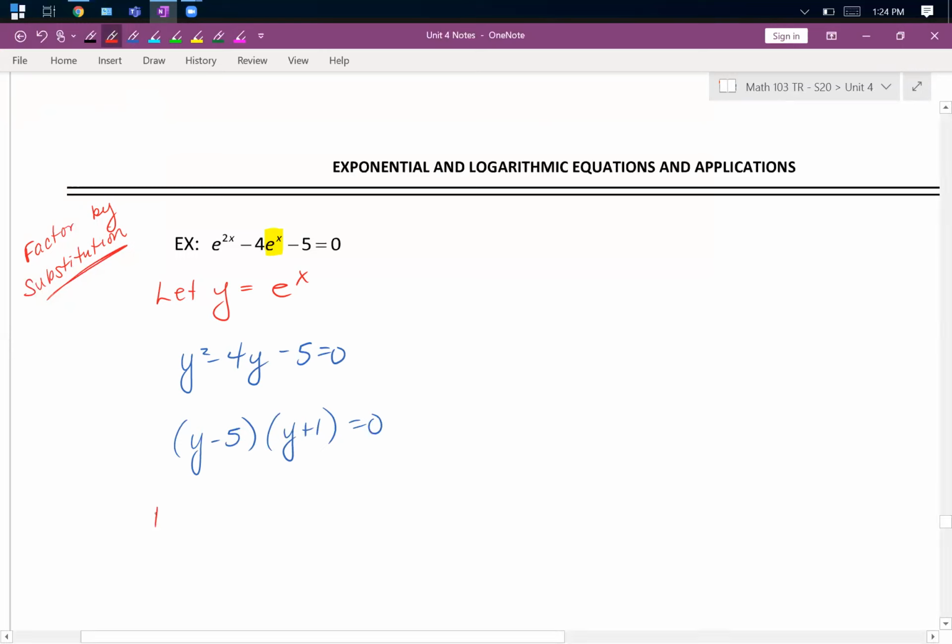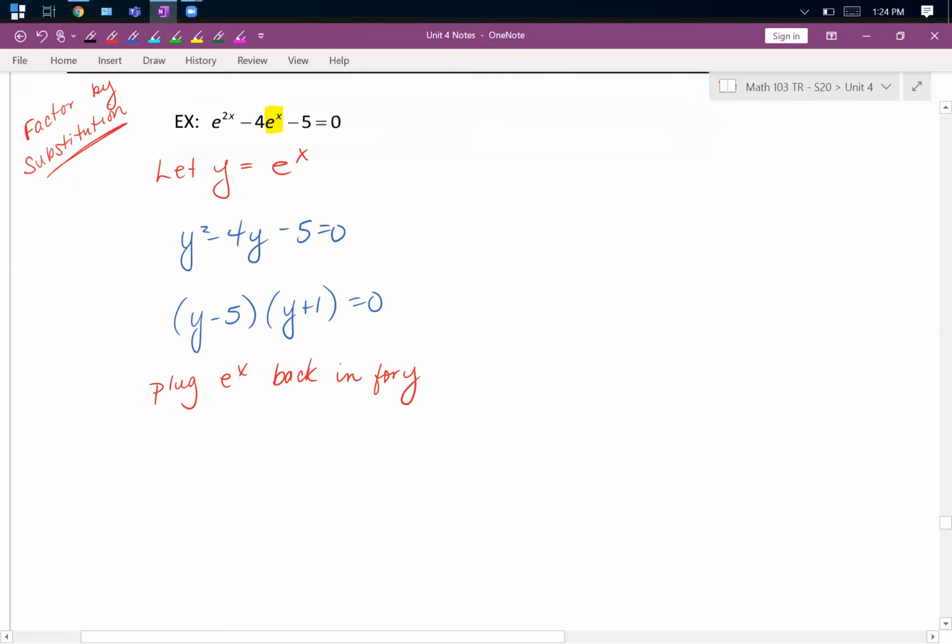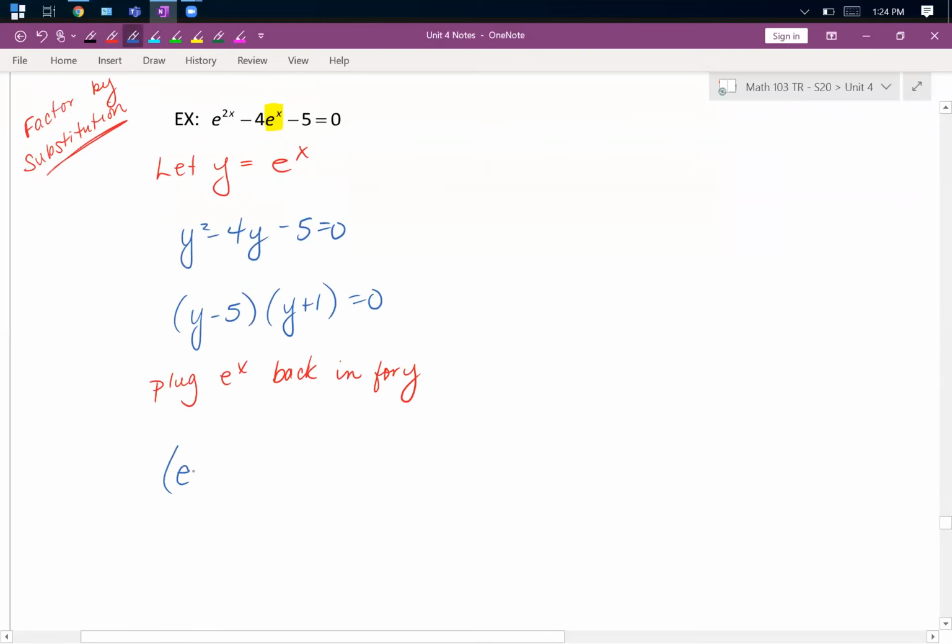Once we get through the factoring portion, we want to plug e to the x back in for y. And we'll get e to the x minus 5 times e to the x plus 1 equals 0. Any questions so far?